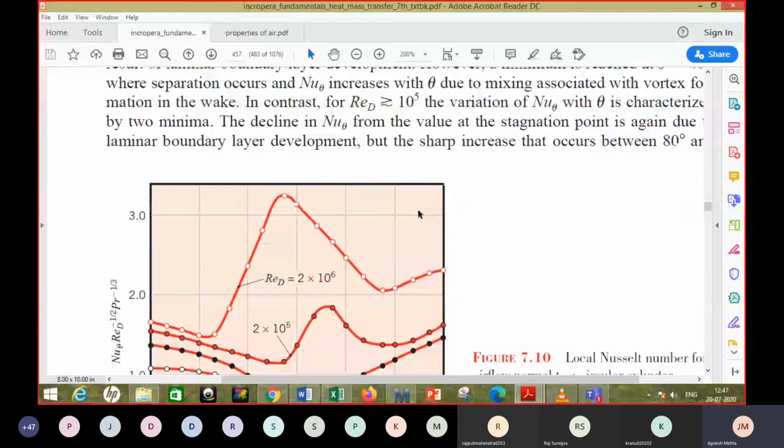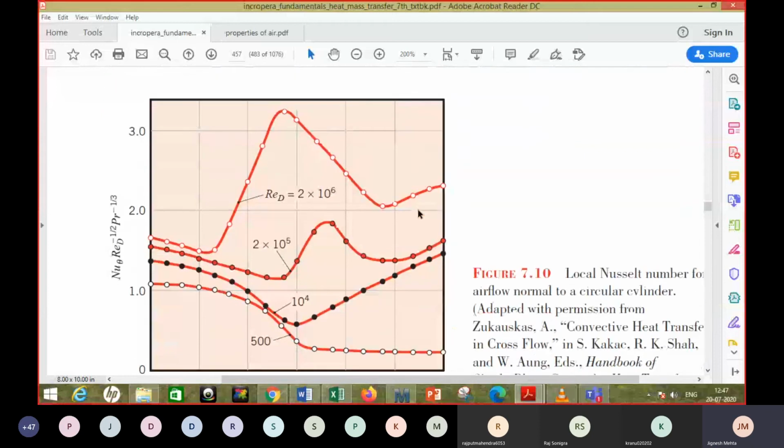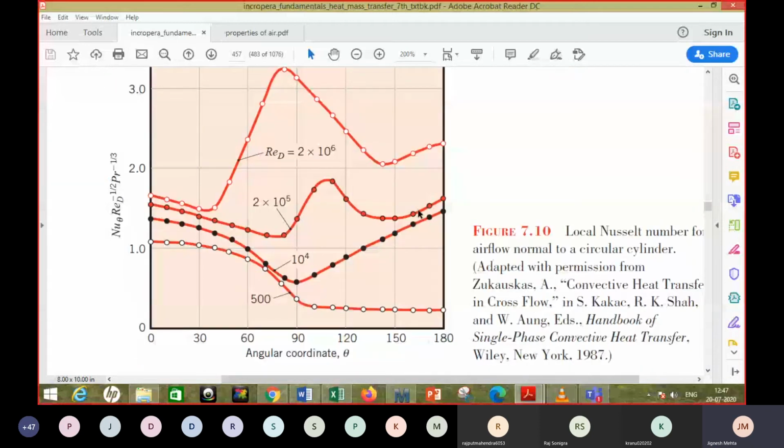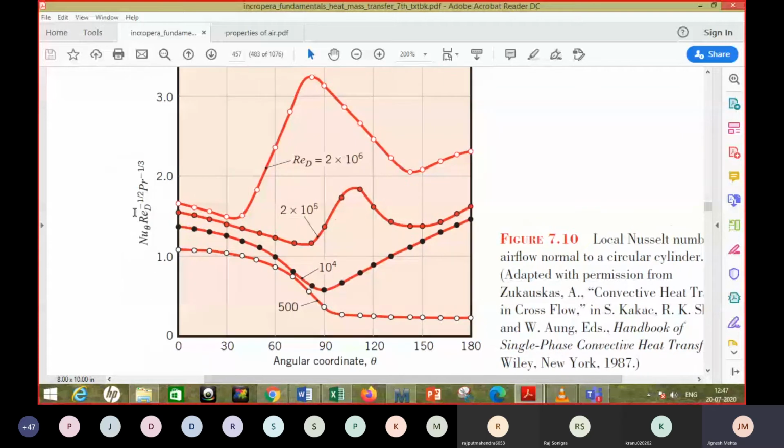Okay. Now we are more interested in the Nusselt number rather than the drag coefficient. So here there is a graph which gives the local value of Nusselt number with respect to theta. So what you find is that if the Reynolds number is low, this first graph, and second graph, let's say this Reynolds number is 10 raised to 4. So what you see is that the Nusselt number or heat transfer coefficient is directly related to Nusselt number.